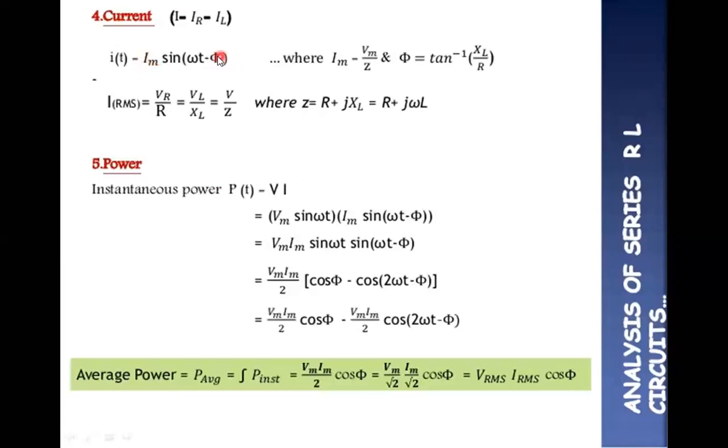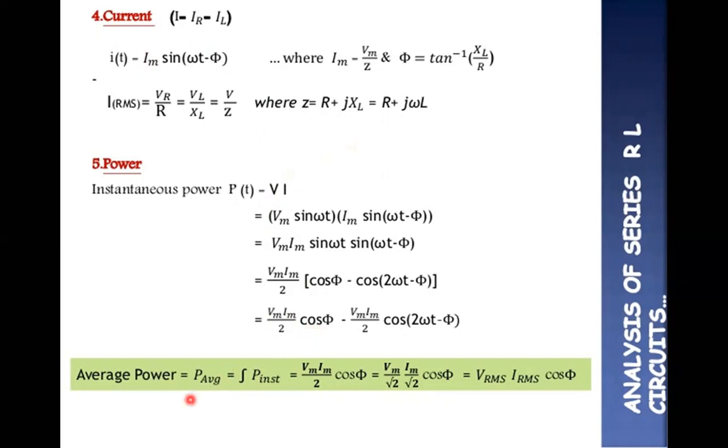current as well as the phase angle. So then we can say that that's a complete equation. And power we have substituted is the product of voltage and current. Substituting the voltage and current, we'll get it as V max I max by 2 cos phi minus V max I max by 2 cos (2 omega t minus phi).